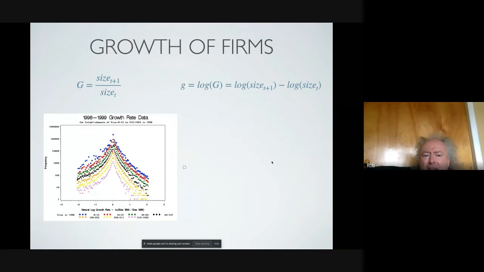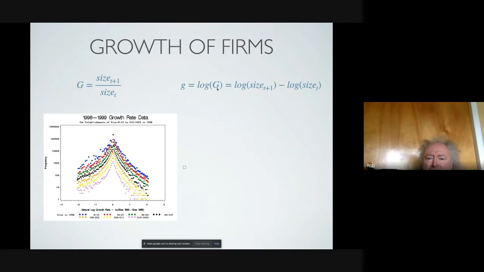Okay, growth rates. Once again, when you do all 6 million firms, you get these incredible patterns that arise. Size at time t plus 1 over size at time t is cap G, the growth rate. Take the log of that cap G, and you get this, to separate this by subtraction. This is a plot of just the counts of how many firms have what growth rate. And I've separated this out by firm size, once again slicing and dicing by firm size.